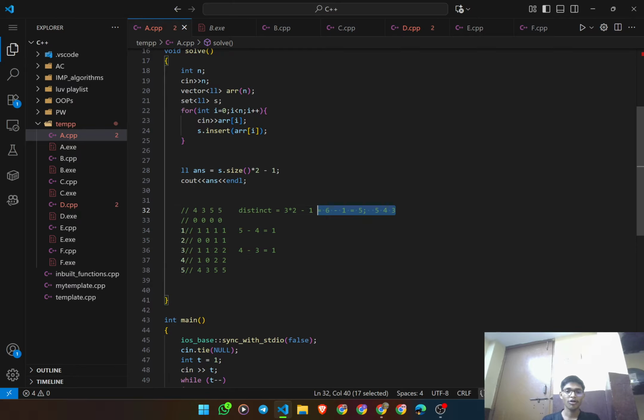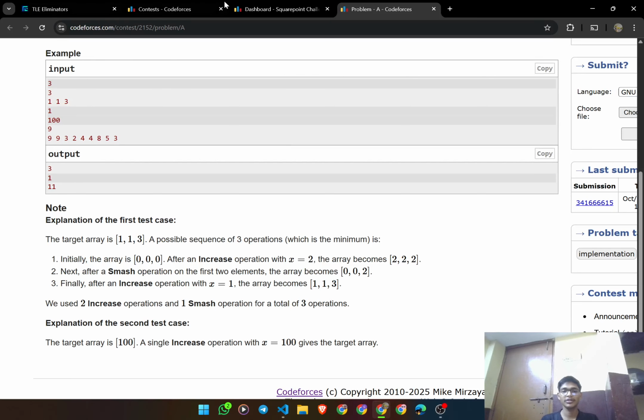So the number of operations we will require is s dot size, meaning the distinct number of numbers present in that array, into 2 minus 1. And this will pass all the test cases. Okay, so let's see this second question.